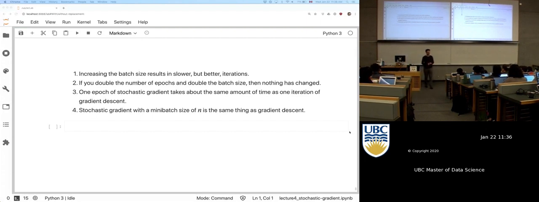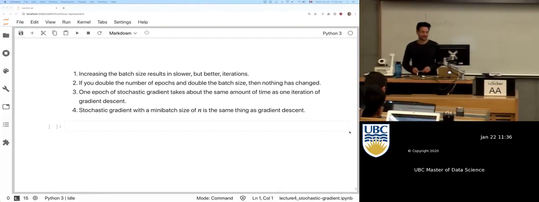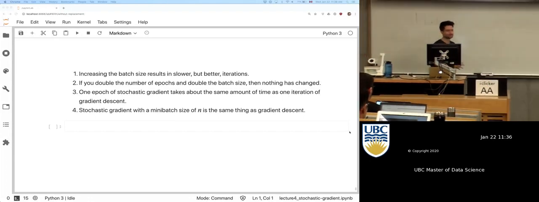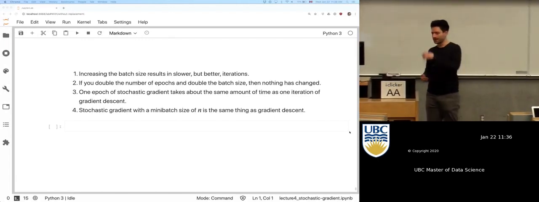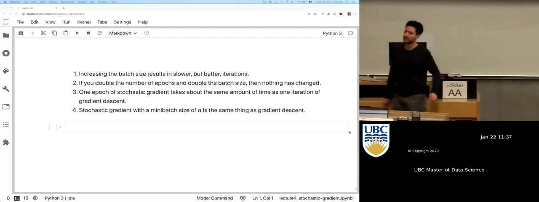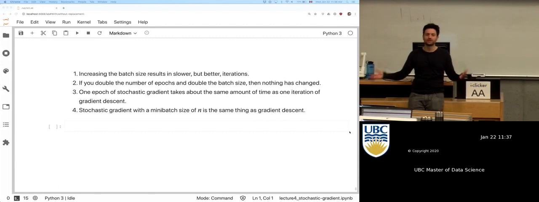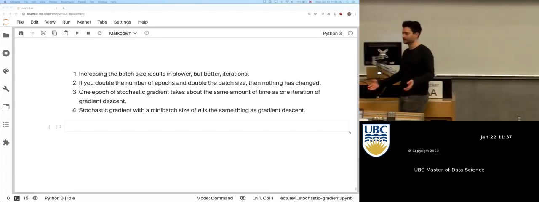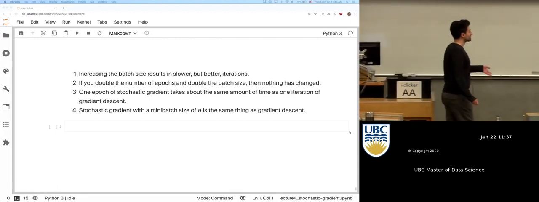Matt looks ready. So let's do the second vote. Number one. Increasing the batch size results in slower but better iterations. My answer here is true. Increasing the batch size means we're going to look at more data, which should be better than looking at less data. It could happen, again, there's randomness here in stochastic gradient descent. That's why I'm hesitant to say these absolutes. You might get a worse step even if you looked at more data just by bad luck. But in general, I would expect that having a bigger batch size will result in slower but better iterations.